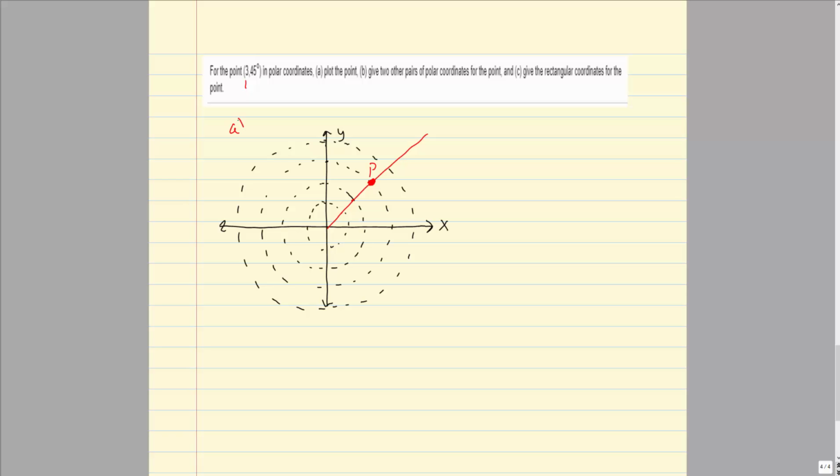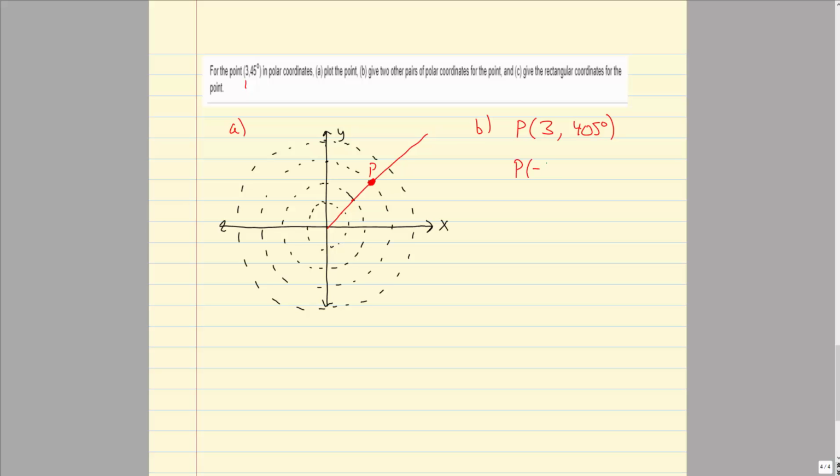So A is plot the point. We did that. Part B says give 2 other pairs of polar coordinates that would work for this. I want to give one that has a positive radius and one that has a negative radius, for instance. So let's look at point P. I could go 360 degrees around and then another 45 to get back to this point. So that would be the point r is 3 and theta is 405 degrees. That's an example of another point to describe it.